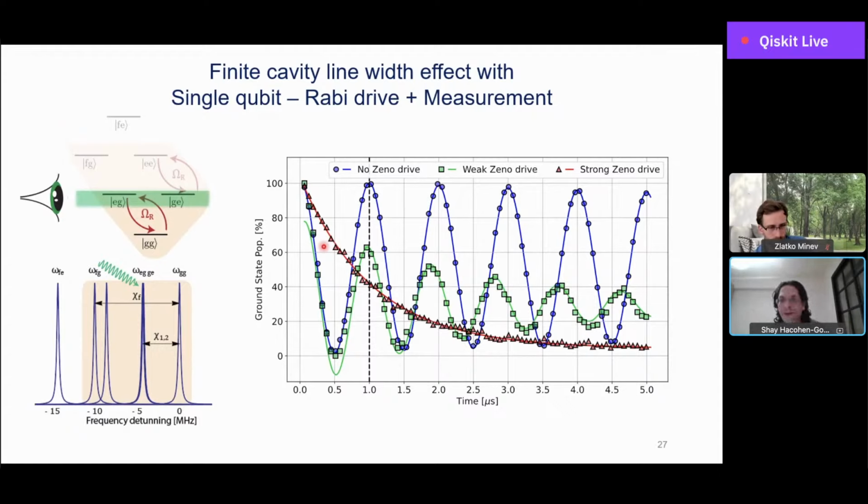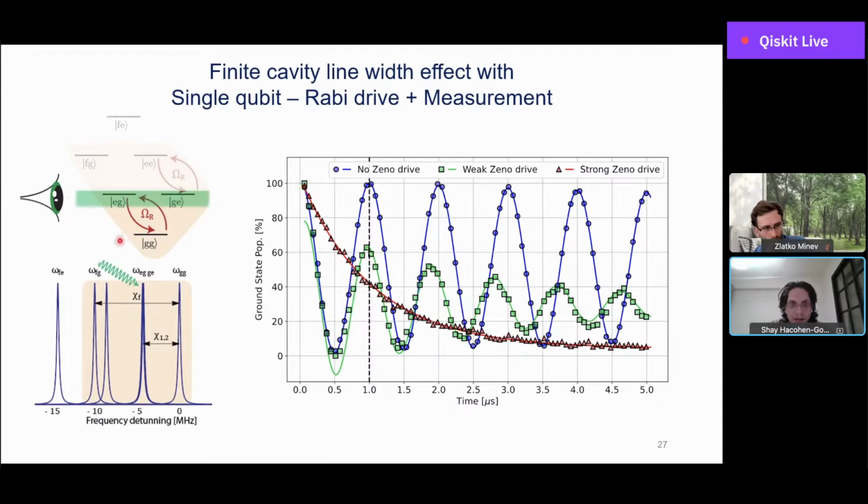Maybe an oxymoron, but just a very weak drive. And we can see the green line, these are basically dephased Rabi oscillations. This dephasing occurs because of the measurement. So this is basically measurement-induced dephasing. And if we now apply a very strong drive, what is happening is basically the system is now being completely damped due to this Zeno block.